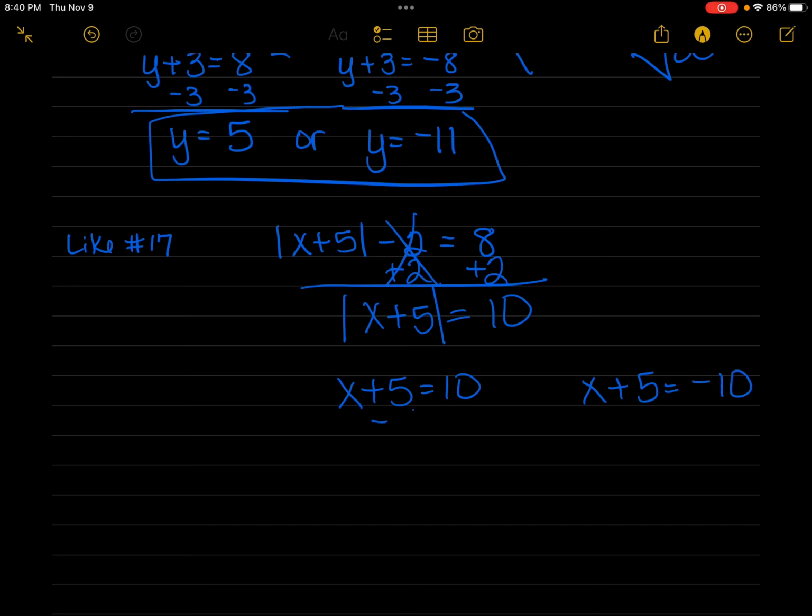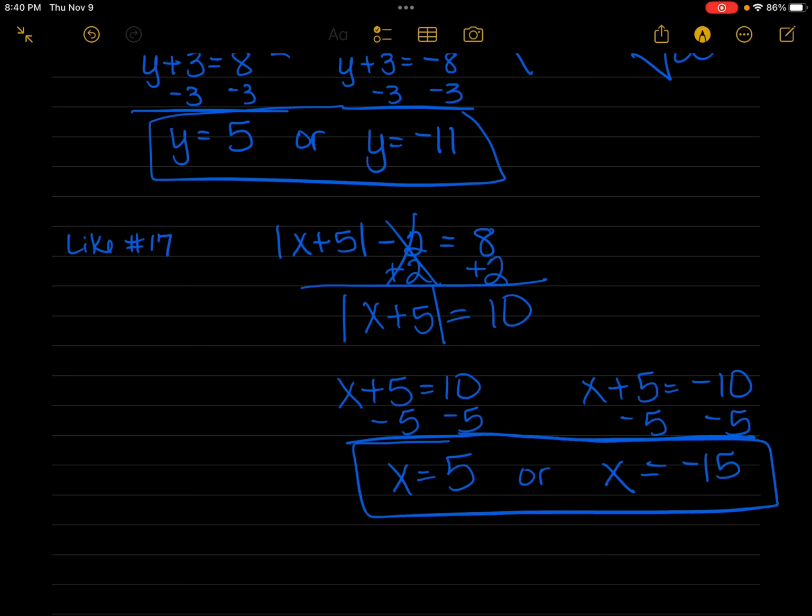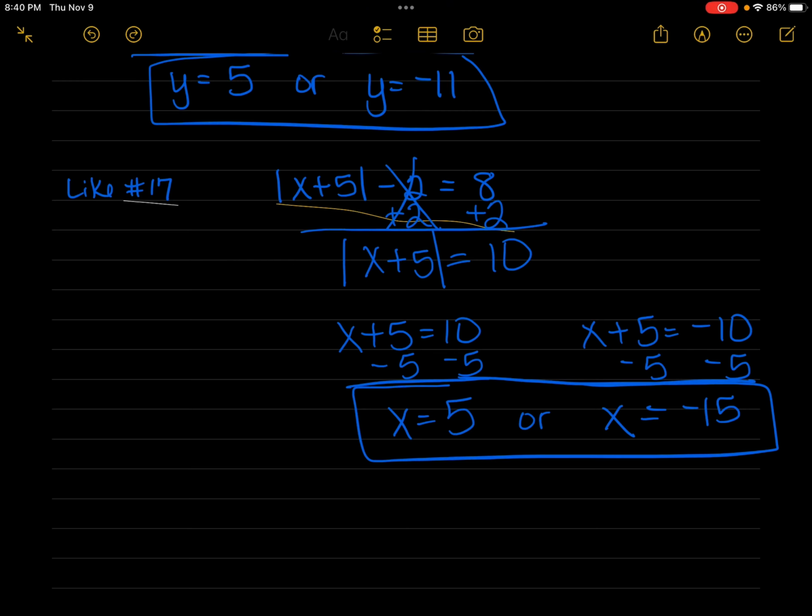Okay, and now I can minus 5 on both sides. X equals 5. And over here, when I minus 5, I have negative 10 minus 5. Y'all have calculators. You can put that into your calculator, and that gives you negative 15. So there's my 2 answers. Anytime you have an absolute value in your equation, you should get 2 answers. Okay, so that's the one that's like number 17.